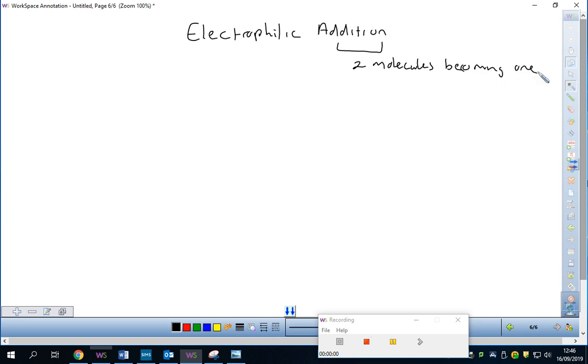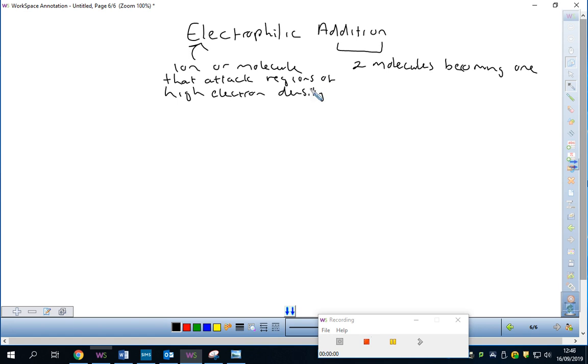And electrophilic refers to an electrophile, which is an ion or molecule that attacks regions of high electron density. This can simply be a positive end or a delta positive end of a molecule.